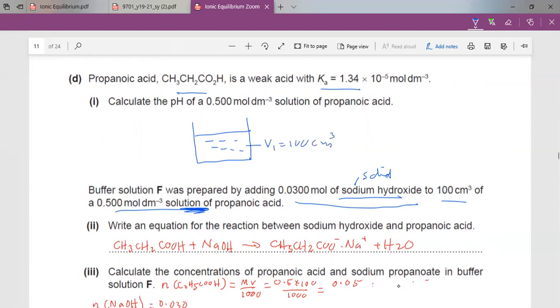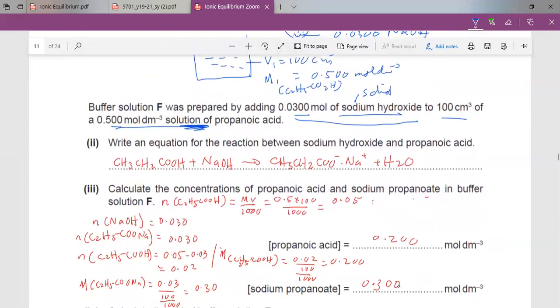And of course the molarity of your propanoic acid, which is C2H5CO2H, is 0.500 mole per dm cubed, they want 3 significant figures. And I've got sodium hydroxide, which is 0.0300. They are very particular about accuracy, so make sure of 3 sig figs. I put the sodium hydroxide inside here, so of course this reaction happens.